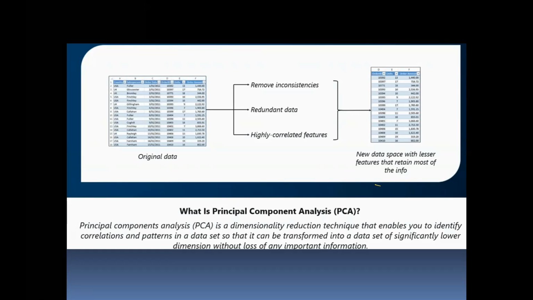PCA, principal component analysis, is a dimensionality reduction technique that enables you to identify the correlation and patterns in a data set, so that it can be transformed into a significantly more potent data set with lower dimension. Especially, it ensures this without losing any important features. That is very, very important, guys. That is the key factor of PCA. This is how PCA works in our data.